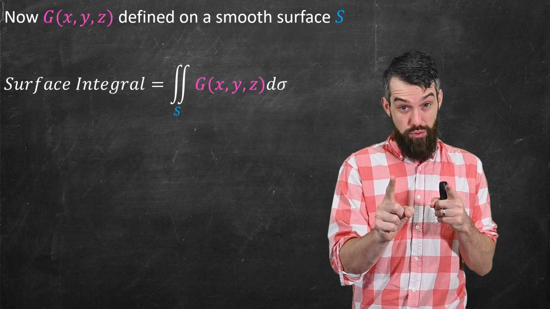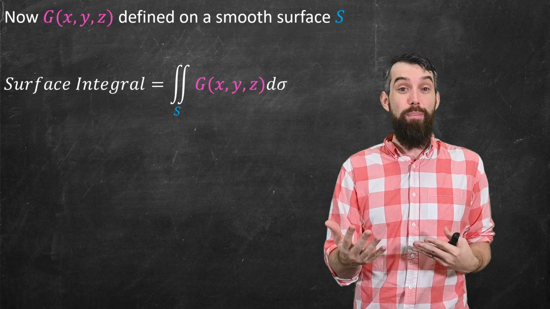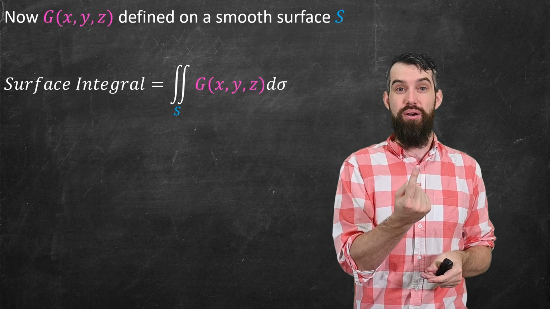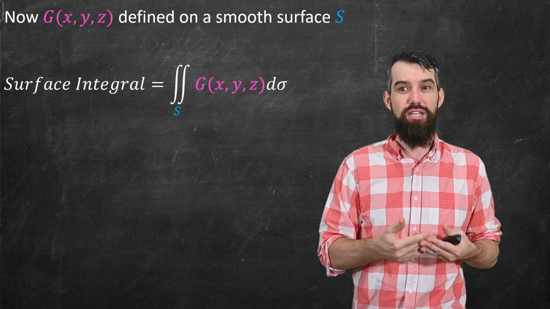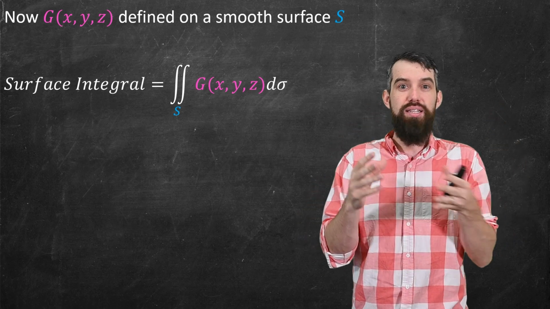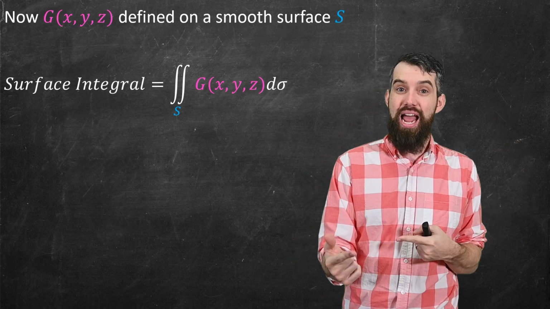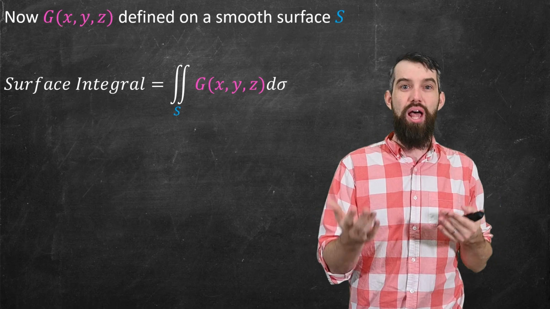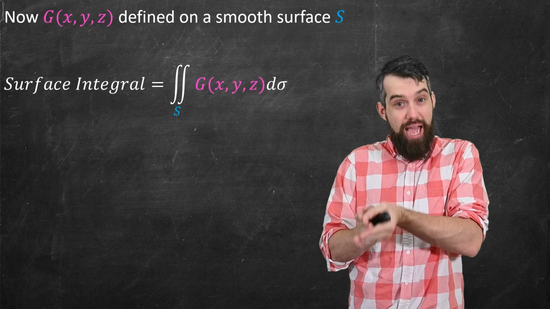Then a surface integral is adding up the values of that function along each little element of surface area. That is, it's the double integral along the surface of the function g d sigma. This is exactly analogous to the concept of a line integral, which would be the integral of some function ds.